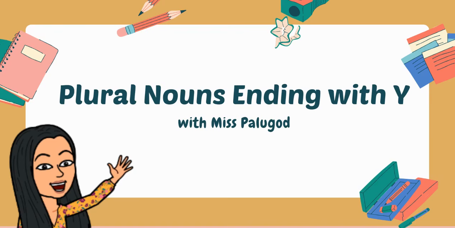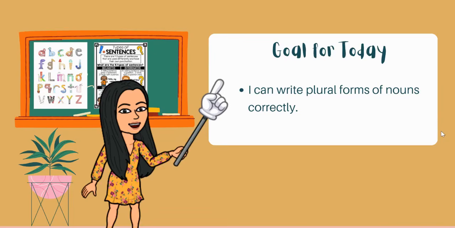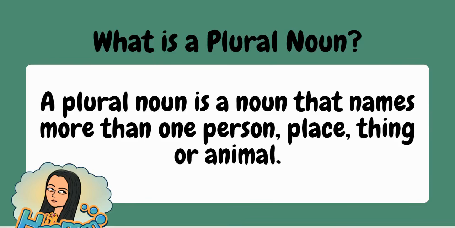Today, we're going to be learning more about plural nouns that end with a Y. After today's lesson, you'll be able to write plural forms of nouns correctly. You have learned that a plural noun is a noun that names more than one person, place, thing, or animal.